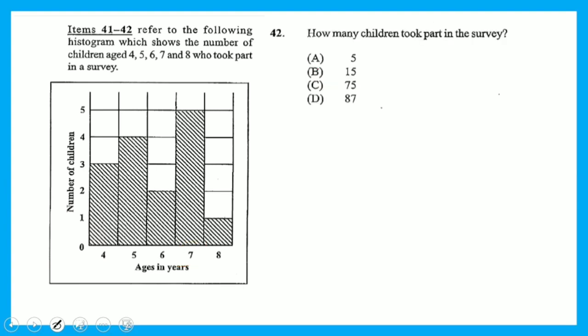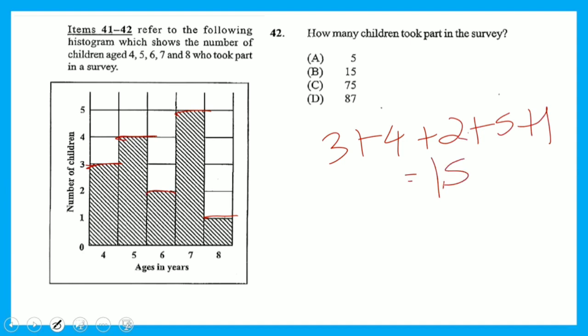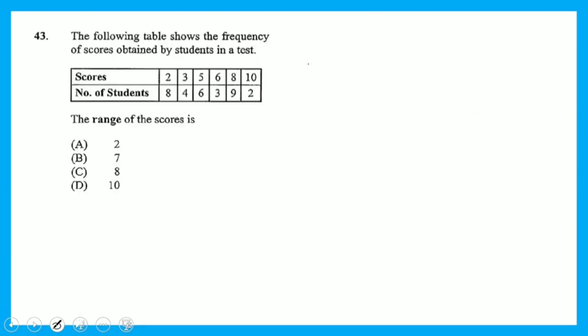How many children took part in the survey? All right, so we have 3 children here, 4 children here, 2 children, 5, and 1 child. And that should give us 15 children.